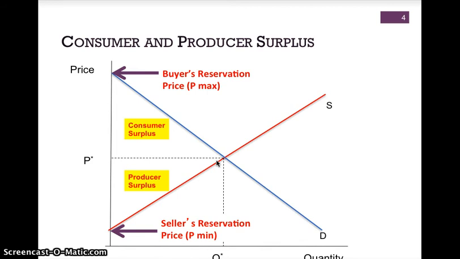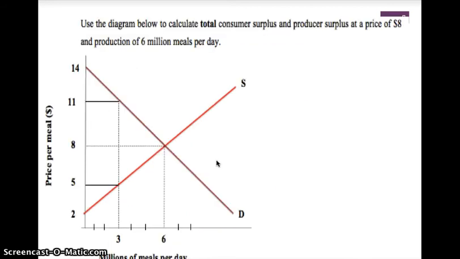Let's try an example. We're asked to use the diagram below to calculate the total consumer surplus and the total producer surplus at a price of $8 and production of 6 million meals per day. This suggests that the equilibrium price, the market price, is $8. This is the price each meal was sold for. The equilibrium quantity of meals was 6 million. 6 million meals were bought and sold.